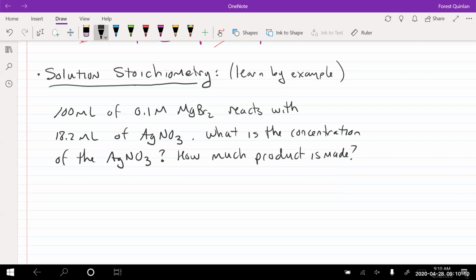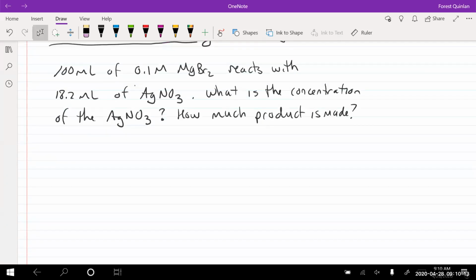So we have 100 mils of 0.1 molar magnesium bromide. We're going to react it with just a small amount of silver nitrate. And I want to know how concentrated was that silver nitrate. We're assuming there's no limiting reactant here. They're just going to do what they do. And I'm going to ask how much product is made.